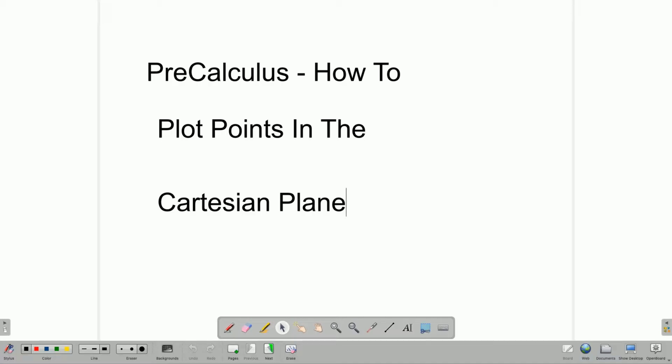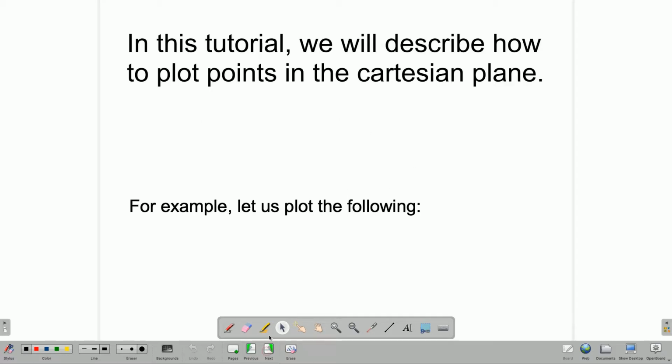PreCalculus, how to plot points in a Cartesian plane. In this tutorial, we will describe how to plot points in a Cartesian plane. For example, let us plot the following.